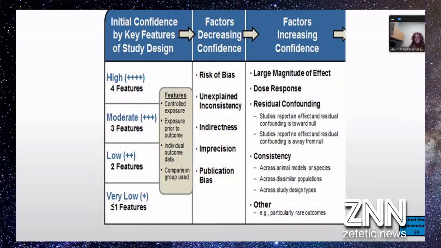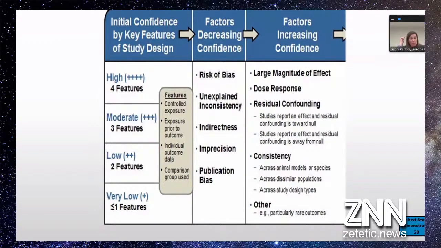So a large magnitude of effect, and this has to be considered in the context of the specific outcome. What might be a large magnitude of effect for weight loss might be a very different analysis than what would be a large magnitude of effect on blood pressure. So it's very specific to the endpoint. In the context of an epidemiology study, we're talking about that the magnitude of effect is sufficiently large that it's not likely to have been accounted for by potential confounding factors.